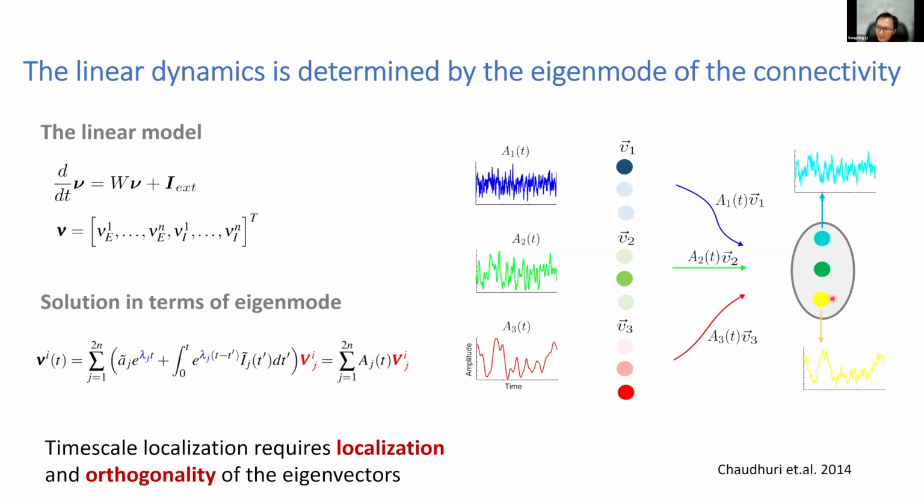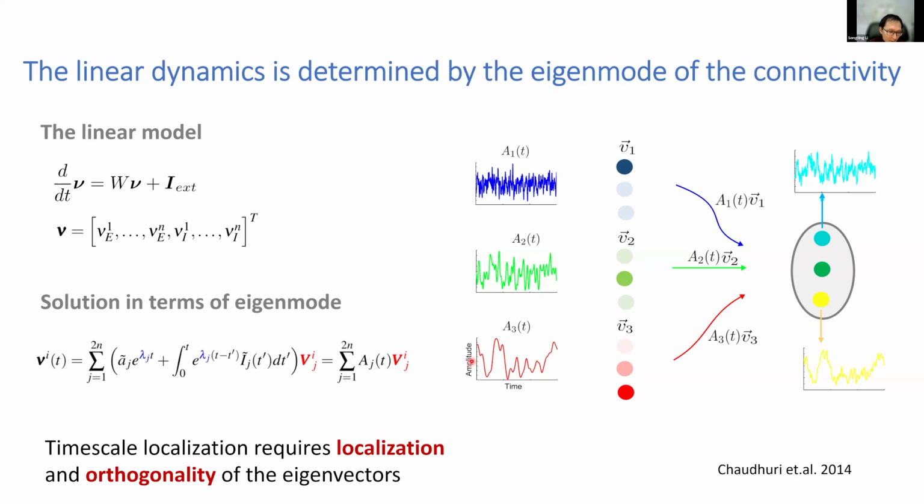Similarly, if you want this area to have a very slow time scale, you will require these elements to be large so that this slow coefficient will come into the activity. But for this component and this component, you want them to be small, so it will not be affected by the fast coefficients here.